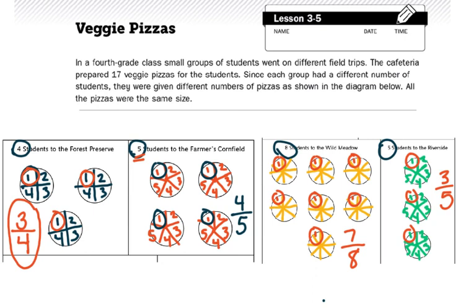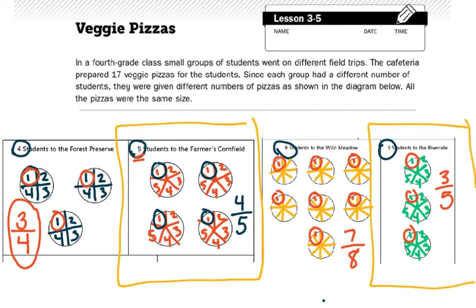So let's go back. Let's just compare these two groups for a minute. In the cornfield, they get 4/5, and in Riverside, 3/5. So already, which one is more, 4/5 or 3/5? Okay, 4/5. So I'm going to cross that group off. We know that they didn't get the most.